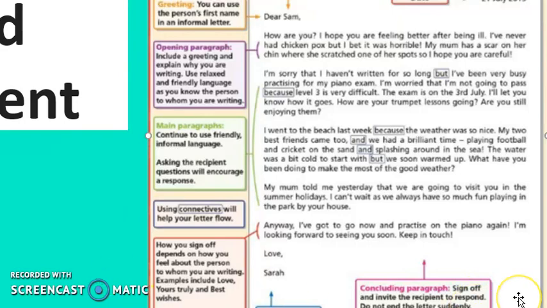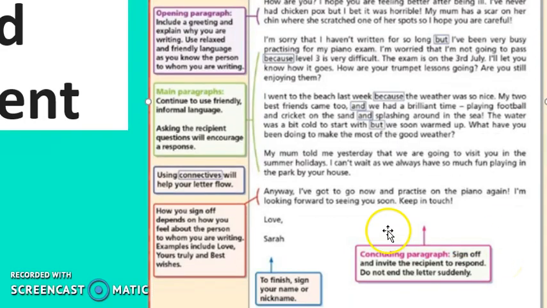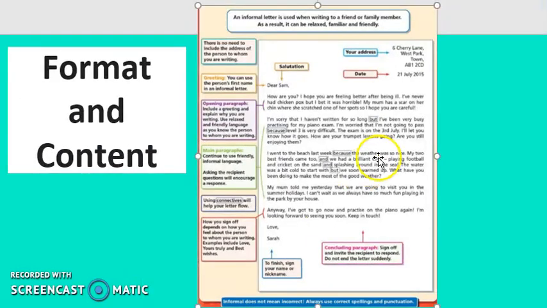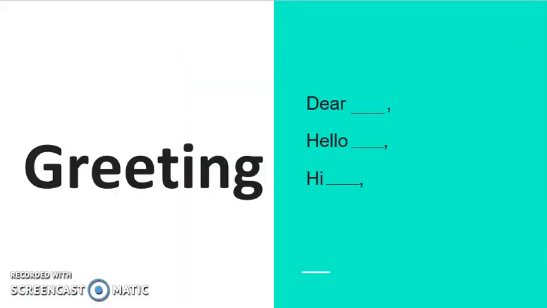In the concluding paragraph, you have to sign off and invite the recipient to respond. Do not end the letter suddenly. That means that you don't have to say something like, that's all, bye. You have to use this kind of sentences like keep in touch, or all of these little sentences that I will explain further on. And to finish, basically you just have to write your name so your recipient knows who is writing. So let me explain a little bit more of the next part. I am going to make this short. There you go. For the greeting.